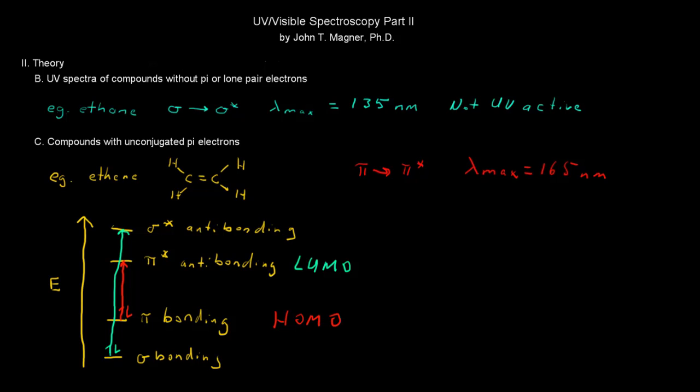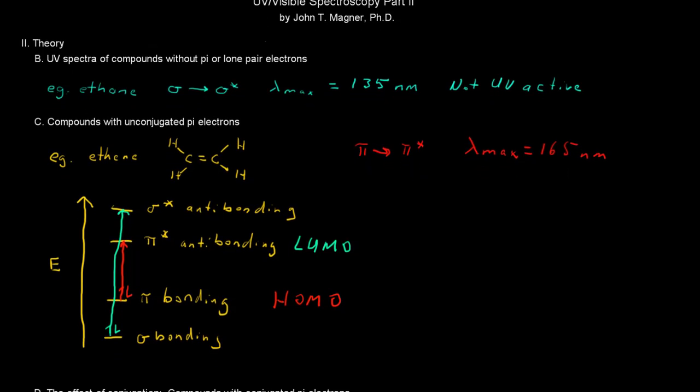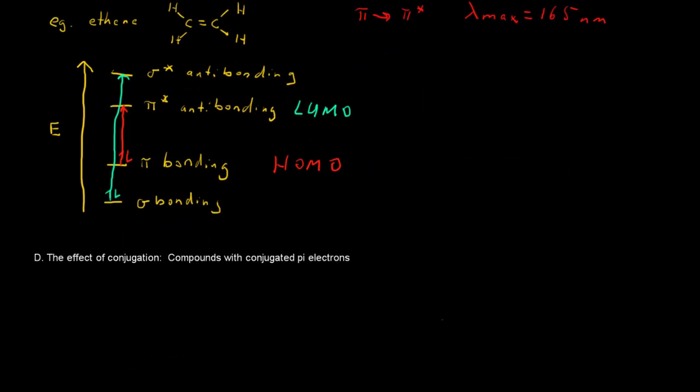So we've yet to see any compounds that are UV active, that is, that would have any absorption in the typical region for UV visible spectroscopy. And that shouldn't be a surprise given what I mentioned in the introduction to this video, and that is that the only compounds that are UV active have non-bonding electrons and/or conjugated pi electrons. So let's now turn our attention to the effect of conjugation, that is, molecules or compounds that have conjugated pi electrons.